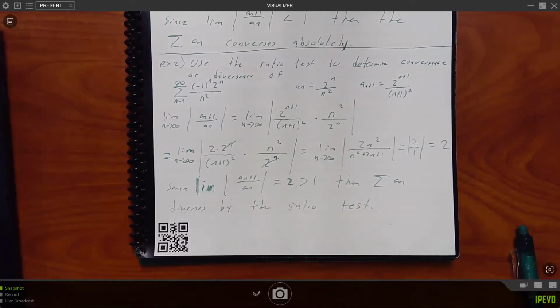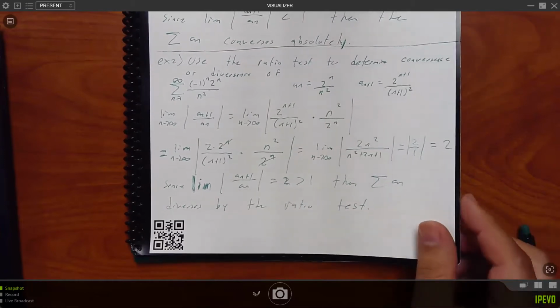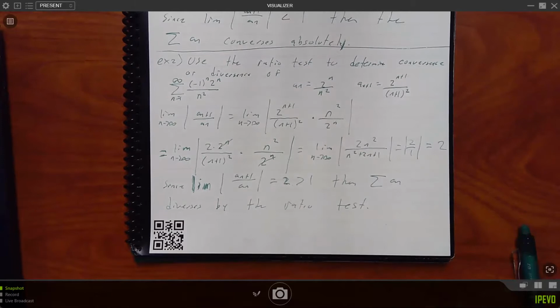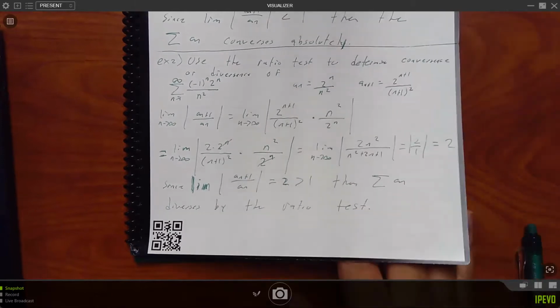Any question on number 2? For ratio. Now let's go to root. Root's pretty chill. Yes, on the page.